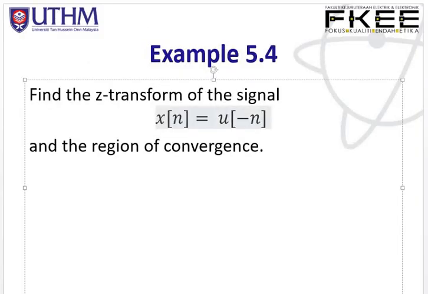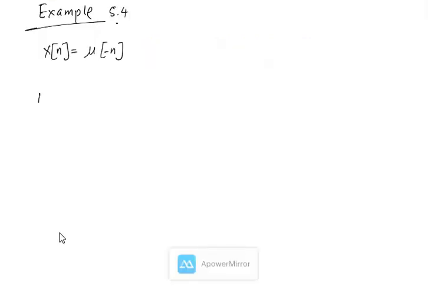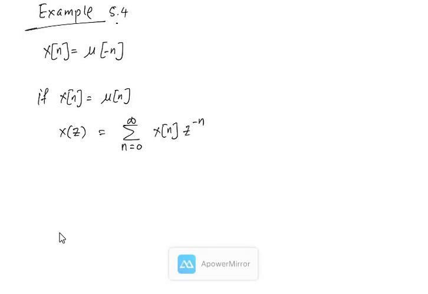Now, let's look at the example. Find the Z transform of the signal x(n) equal to u(-n) and the region of convergence. In this question, we first assume x(n) equal to u(n). The Z transform of x(n), using the formula, is the sum from 0 to infinity of x(n) z to the power of minus n. We substitute in the values, knowing that u(n) is from 0 to infinity.